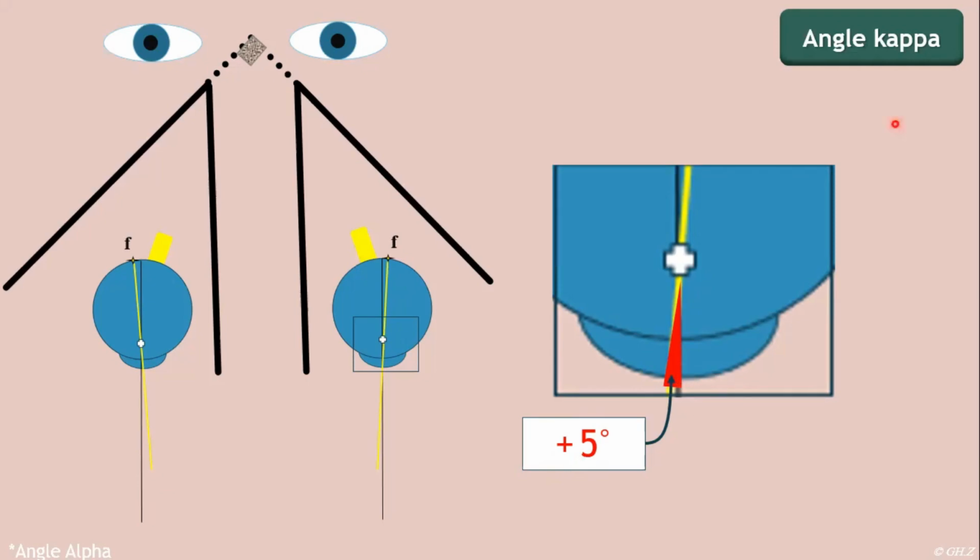But in most of the clinical books you have, you will find the angle kappa. Okay, but in my illustration, actually this is angle alpha, not angle kappa. But it's okay to use them interchangeably right now, because we are not teaching optics.